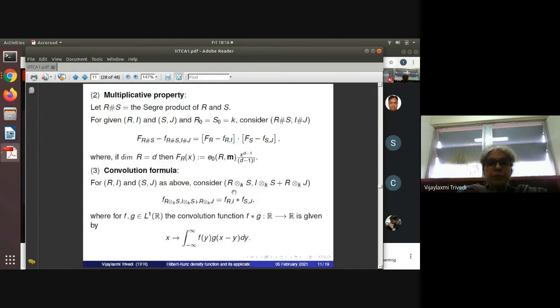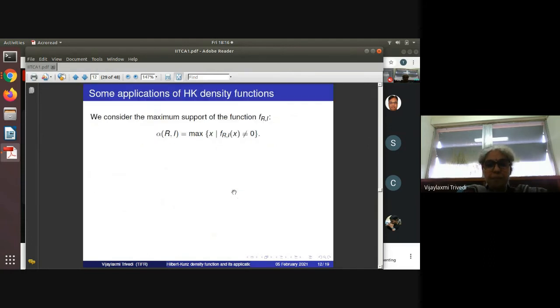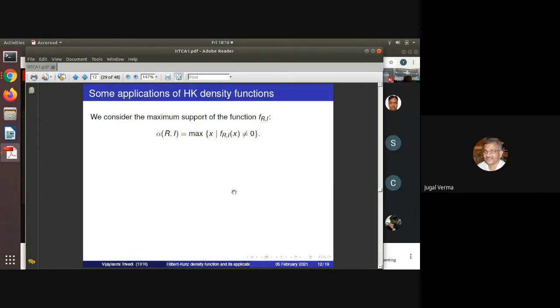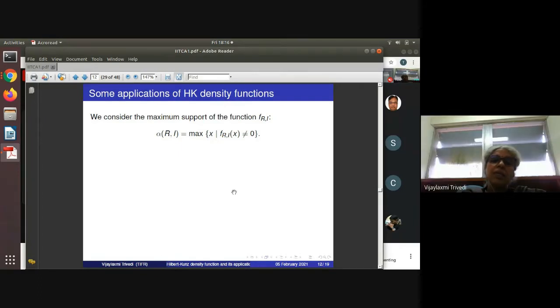So much for the various properties of the density functions. So how much time do I have, Jugal? You have 20 minutes. Oh, okay. So perhaps I'm going to.